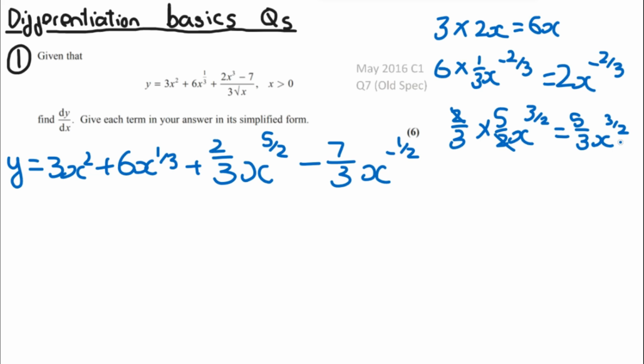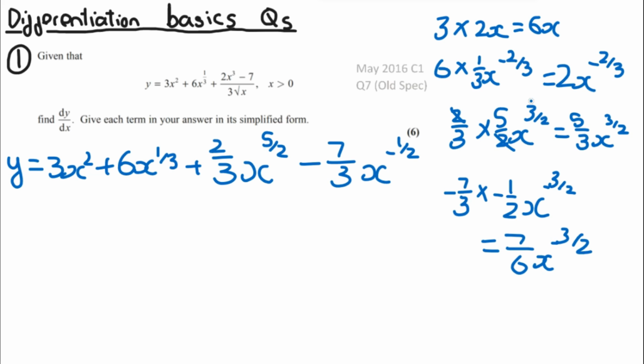5 over 3 x to the power of 3 over 2. And then for the minus 7 over 3, it's going to be minus 7 over 3, and then it's going to be the differential of x to the minus a half, so it's going to be times minus a half, x to the power of minus 3 over 2, which we can simplify. 2 minuses cancel out, so it's going to be 7 over 6 x to the power of minus 3 over 2.